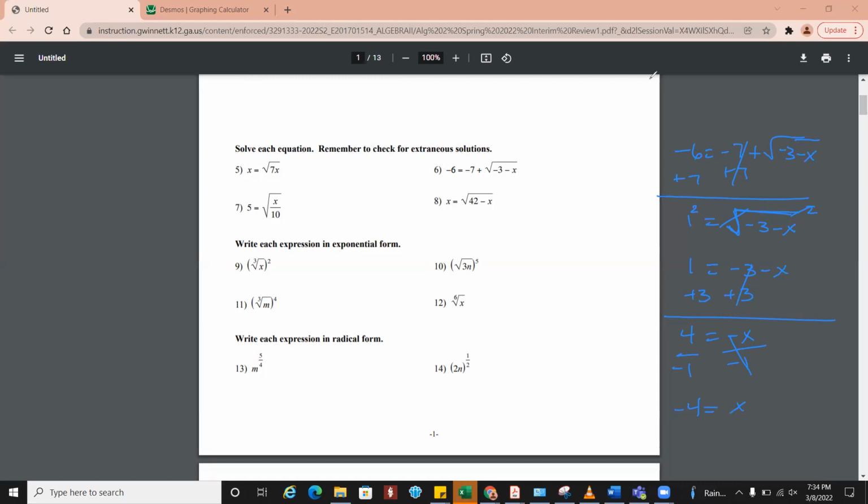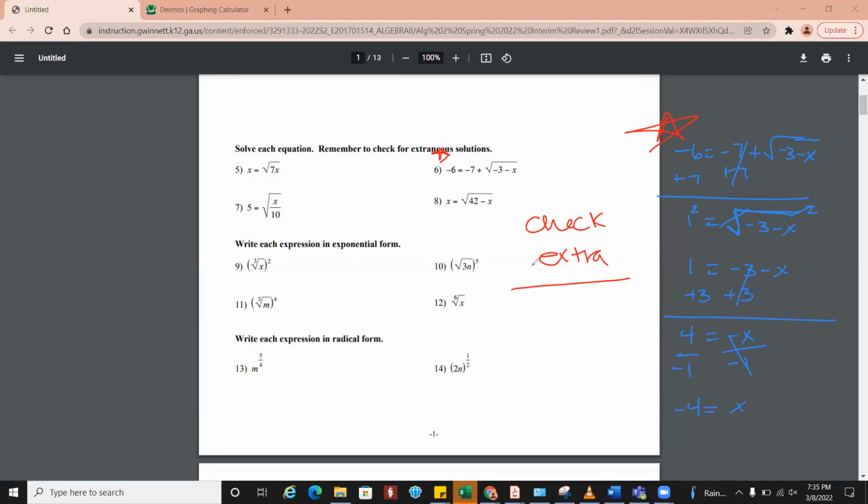Remember, when we have radicals, we have to check for extraneous. Okay? I'll be perfectly honest with you, you're going to have multiple choice questions. So that means if they give you multiple choice answers, just plug them back in here. You don't even have to do all of this craziness.